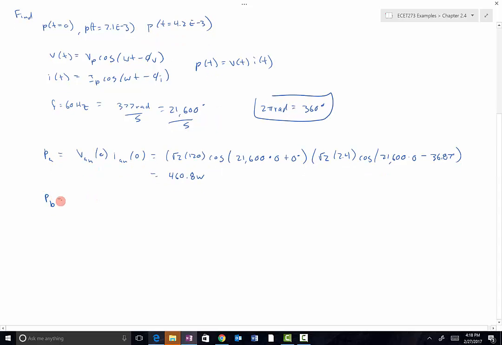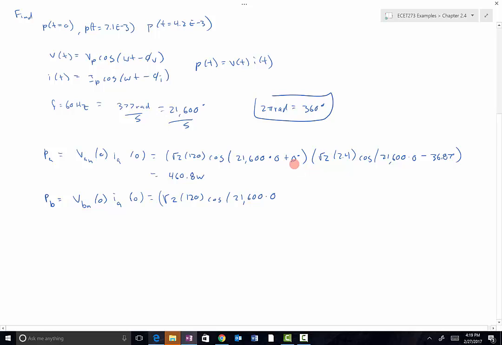So now if we go to phase B, we need to calculate the power on phase B as VBN of 0 times IBN of 0. I'm writing N there. That's a little misleading, right? There's I phase A. It's a Y connected source, so there's only one current. Anyway, that's going to be root 2. Magnitude's the same, so root 2 times 120 times the cosine of 21,600 times 0.